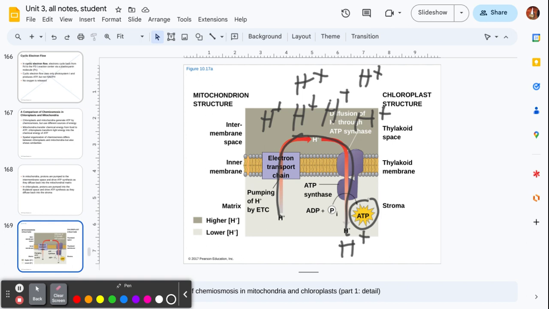If you want to get all fancy, you can look at the orientation of how this happens. And Tyler was alluding to this earlier. Basically, what's happening is it's happening in a different direction in the chloroplast compared to the mitochondria.